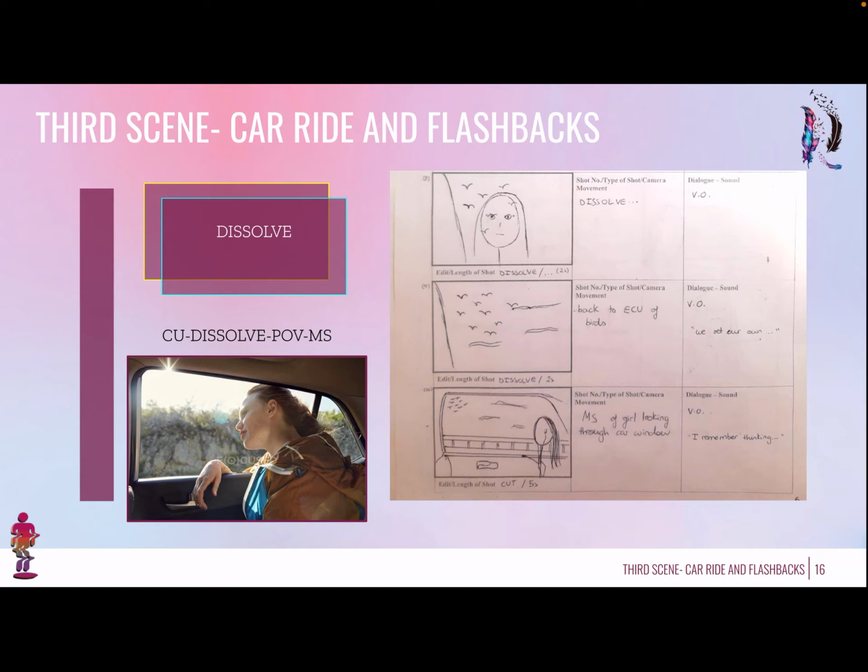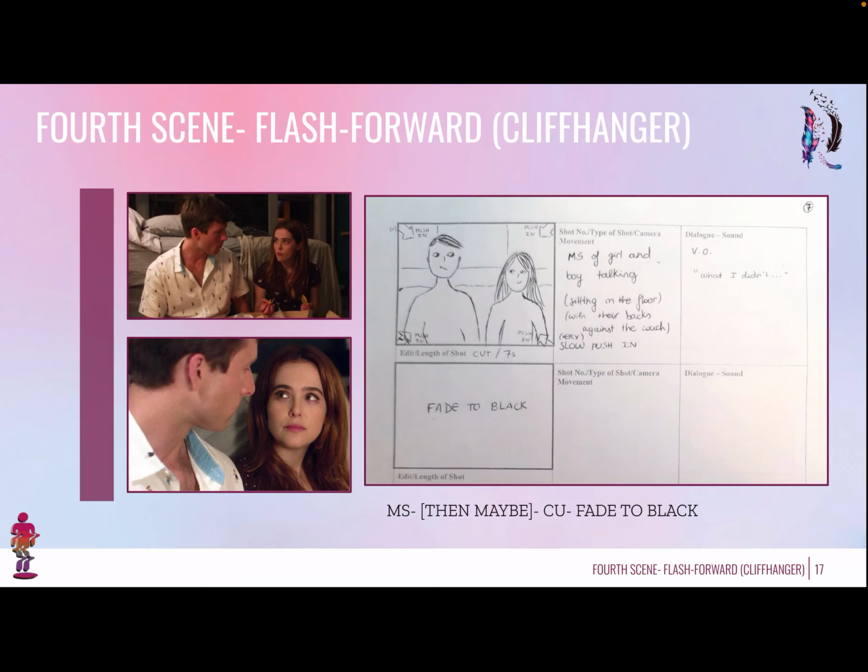Again, quite simple, a dissolve transition to convey the relationship between the birds and the girl. That's going to be explained in the voiceover. And then there's going to be, again, a cut to the medium shot of the girl looking through the car window. Just simple, so as to close the scene. And finally, a flash forward.